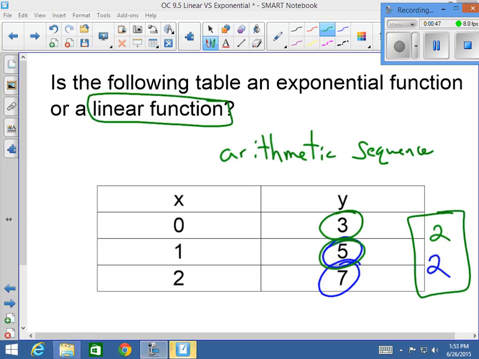Remember, your differences in y value tells you a lot of things. First off, if it's the same, it tells you it's an arithmetic sequence, which means it's a linear function. Also, this difference in y value tells you your slope. Your slope, in this case, for this function, is 2.